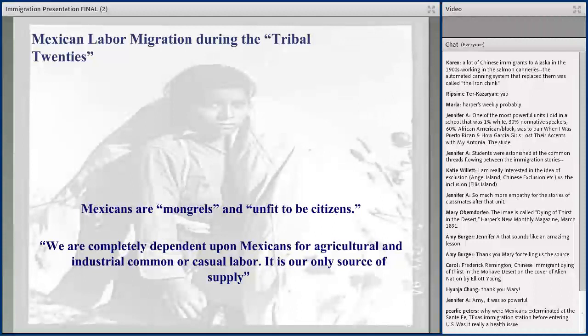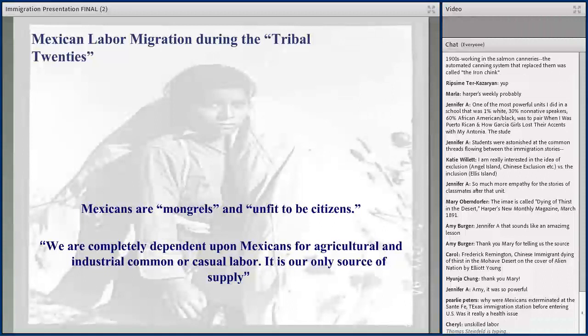say things like Mexicans are mongrels, they're racially unfit to become U.S. citizens, we need to put some bans, numerical limits upon their entry into the United States, or they will, like an anchor, cause the downfall of Anglo-American civilization in the American West. Others, the employers in particular, say things like, we are completely dependent upon Mexicans for our agricultural, industrial, common, or casual labor. It is our only source of supply.